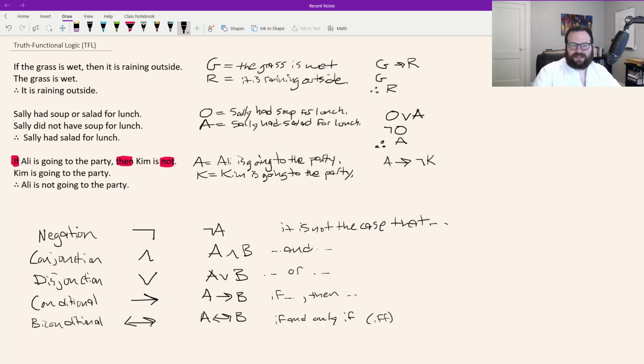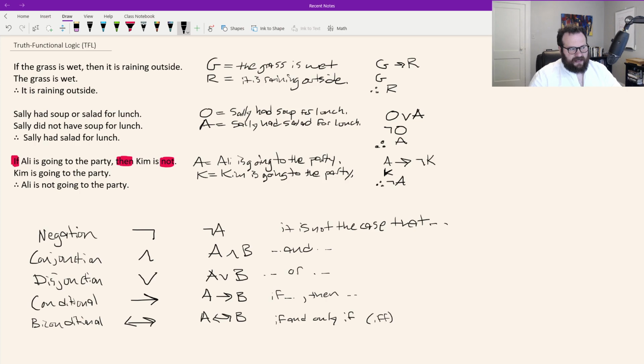Premise 2 just says Kim is going to the party. That's one of our sentence letters. That's just K. Okay? All right, and then our conclusion, Ali is not going to the party. In other words, it is not the case that Ali is going to the party. So we're going to use the negation symbol applied to A. Okay? And once again, this is a valid argument form. These arguments are valid because of their structure, not because of the meaning of their terms.